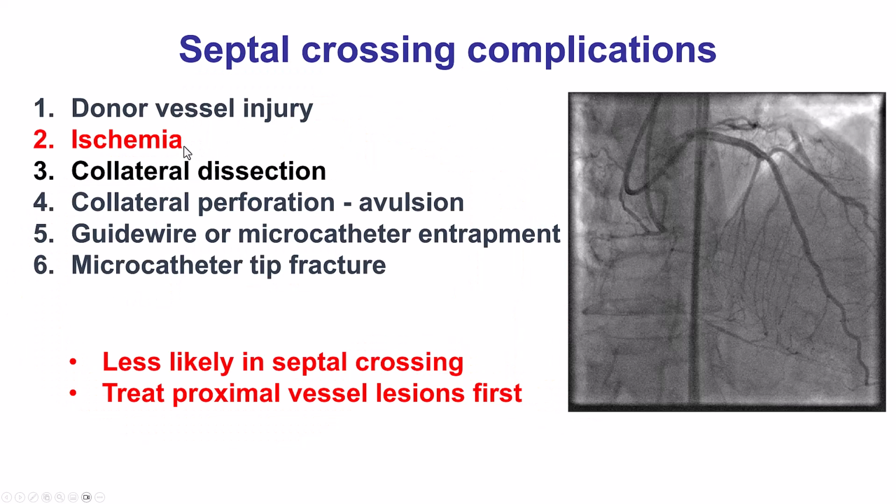The second is ischemia. Again, this is less likely in septal collateral crossing because we have multiple of them.